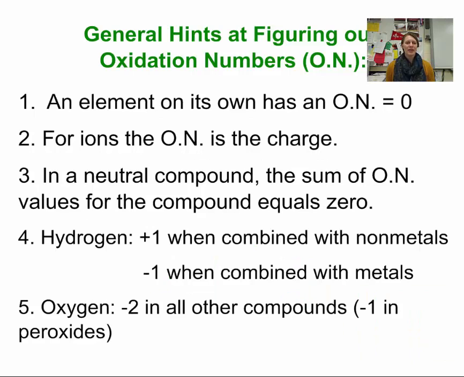And the last 2 to point out is just hydrogen and oxygen. Depending on what hydrogen is combined with, either nonmetals or metals, it can take on a +1 or a -1 charge. And oxygen, most of the time, is going to be a -2. The only time oxygen is not a -2 is if it's with a peroxide. But we're going to be using it in the -2 form most of the time.